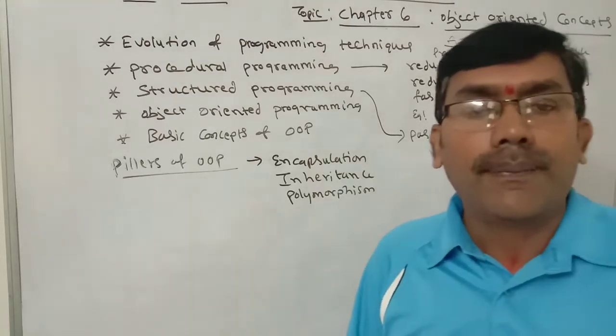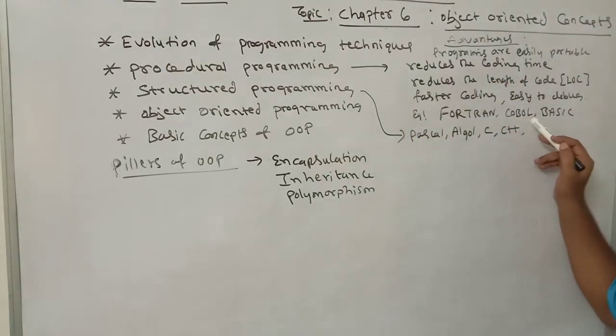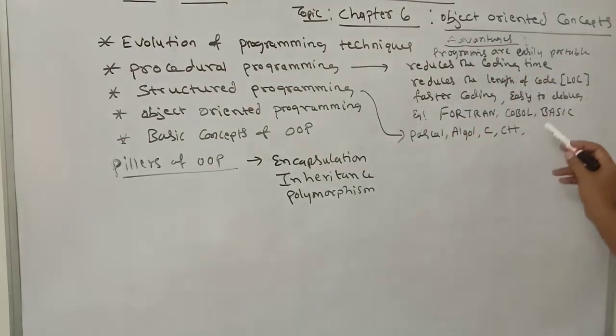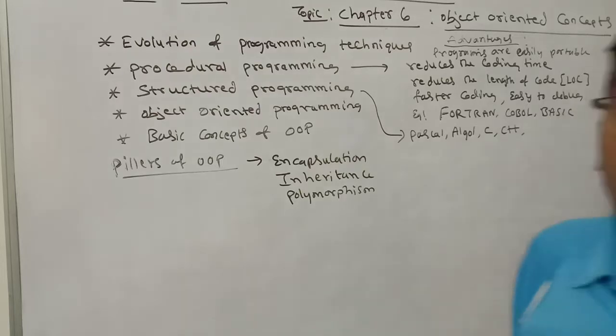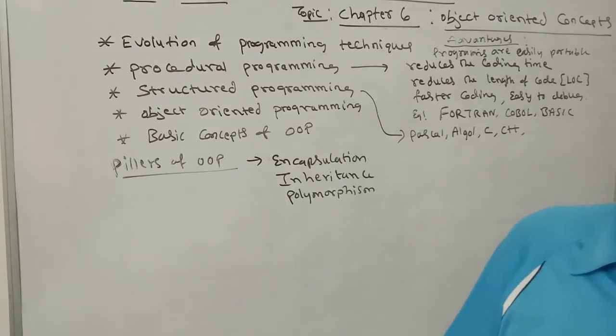Okay, once again I'll repeat, common business oriented language. First CO, common business oriented language. And BASIC, beginners all purpose symbolic instruction code. They'll ask for the expansions.